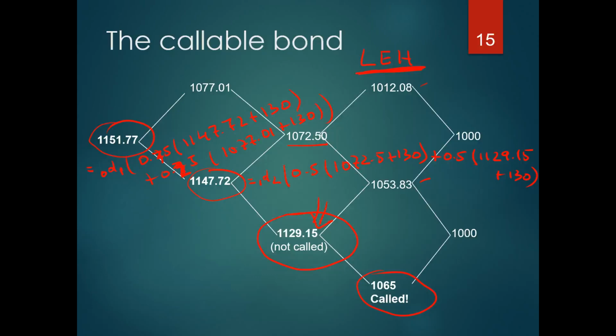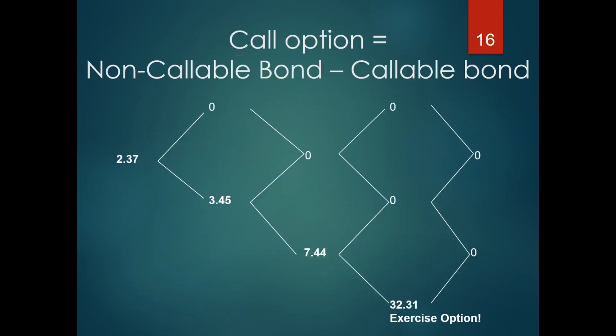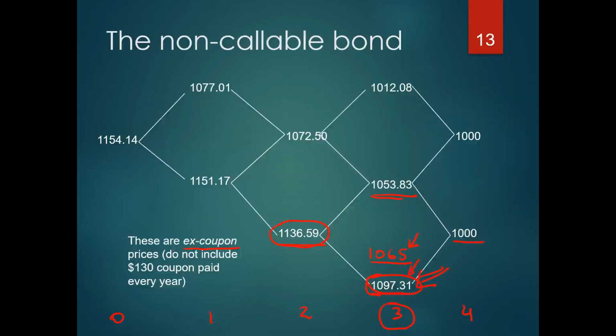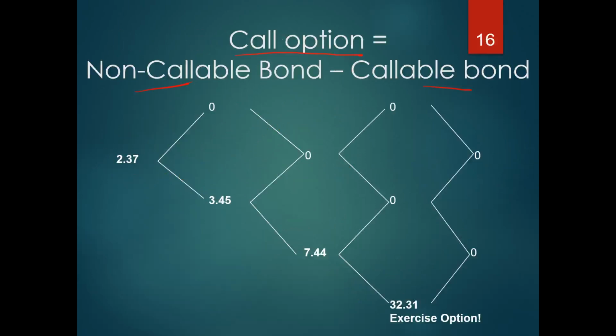Now, we still have one question to answer, which is, what is the call option price? So the call option price, in principle, you would say, oh, I have to go and compute now all my calls and so on. The trick is, since we know that the callable bond is the non-callable minus the call, we can write that the call option is the non-callable minus the callable. So we basically subtract these two trees, the callable from the non-callable, and then we're going to find this tree. So that means that the embedded option that you have in the callable bond is worth 2.37. And here is where you exercise that option.